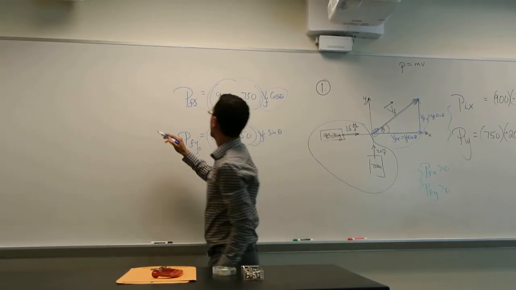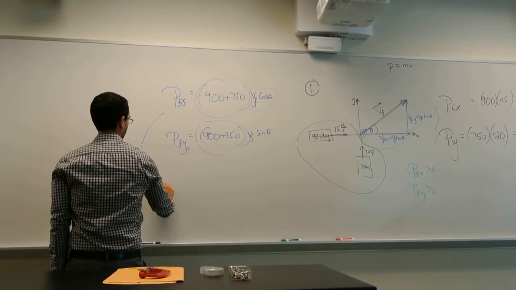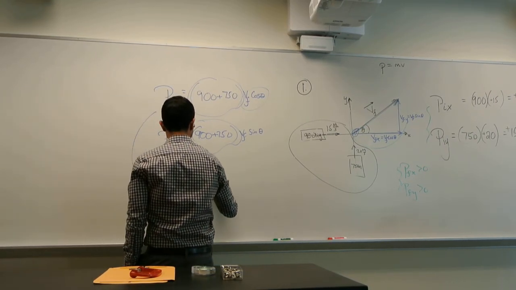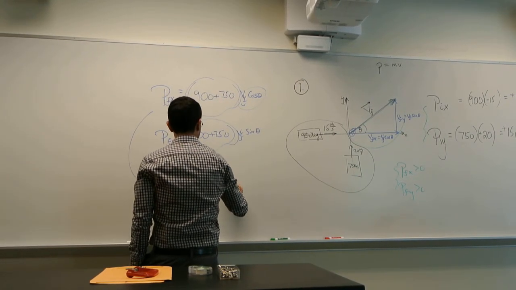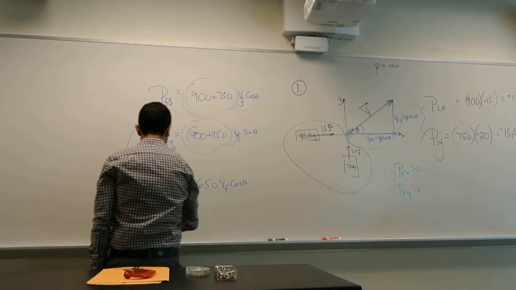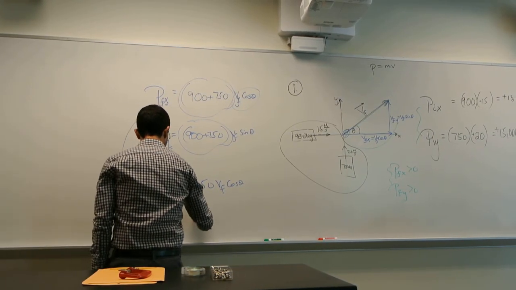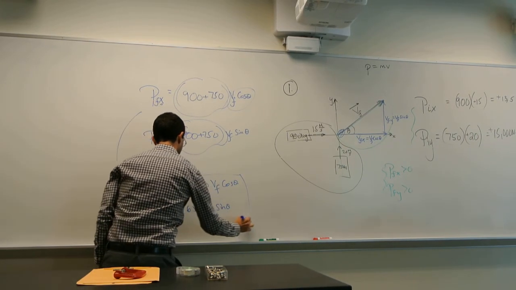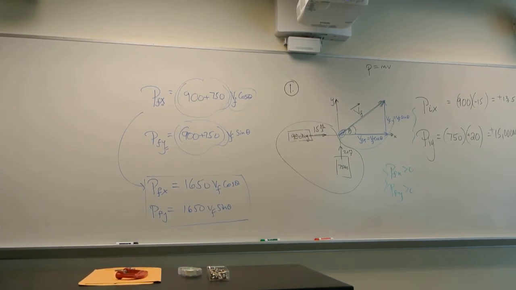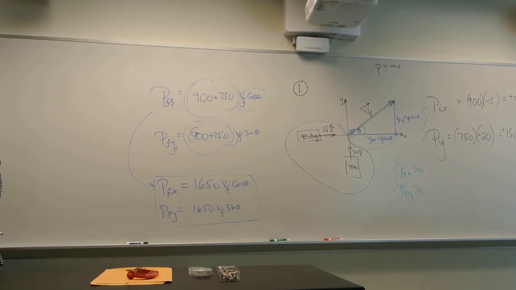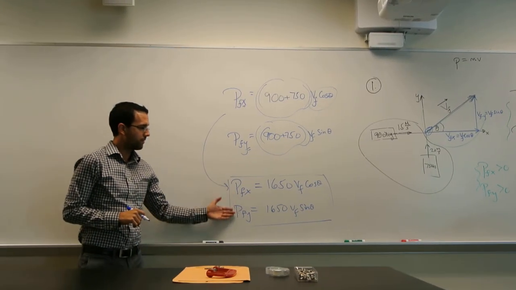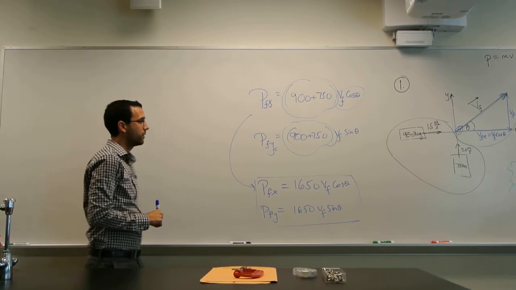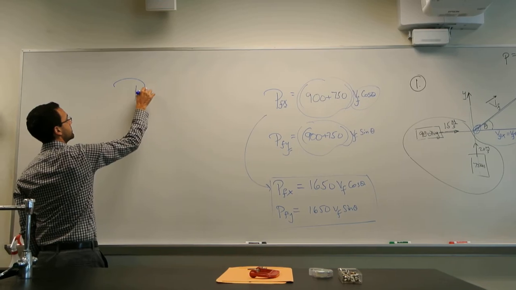Okay, so now let's rewrite this. P final X is going to be 1650, that's just the sum of these two, times VF cosine of theta. And P final Y is 1650 VF sine of theta. So now I've got these. Momentum's a vector, right? First of all, before I move on, I want to make sure everybody understands how we got these. Is everybody comfortable? Okay. Now that we've got that, we know momentum's conserved, right?